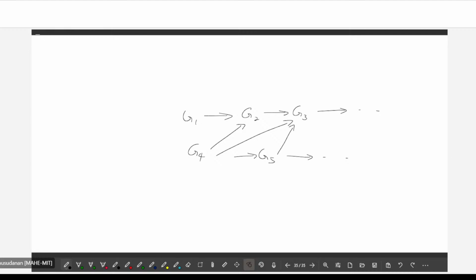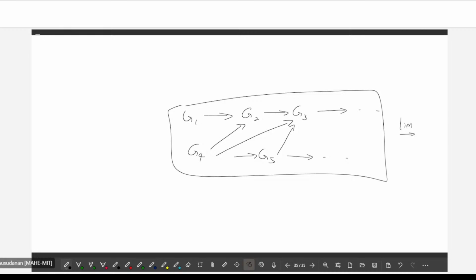Then for this directed system, you will define the limit of the system, and that will be some G. I'll just use this notation. You define the limit as G in a particular way such that there are homomorphisms from all of these into G, and G is minimal in some sense. So this will be what is called a direct limit.